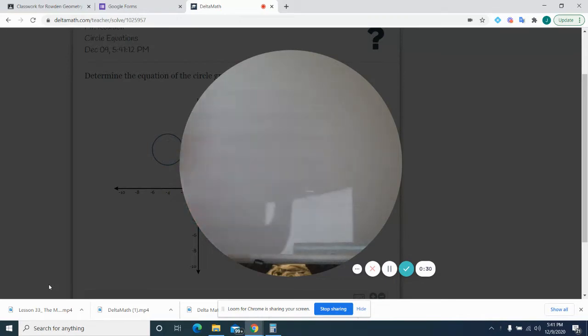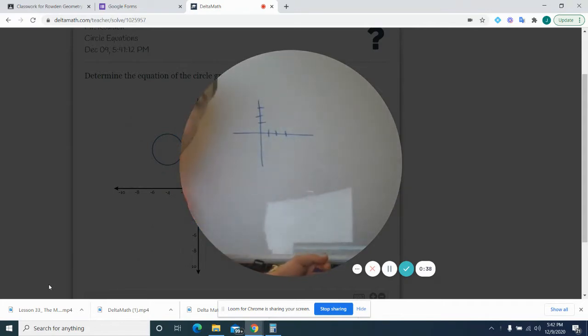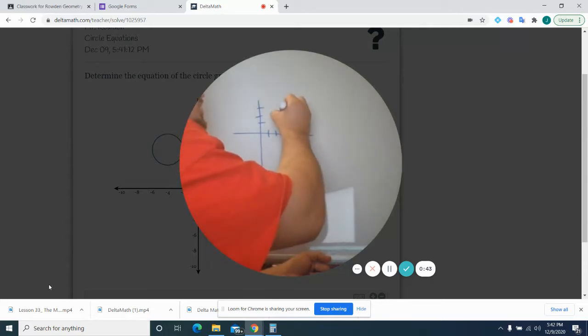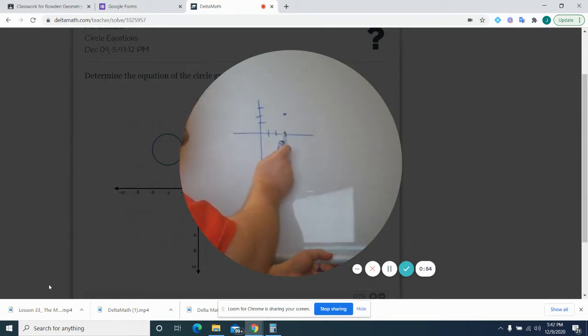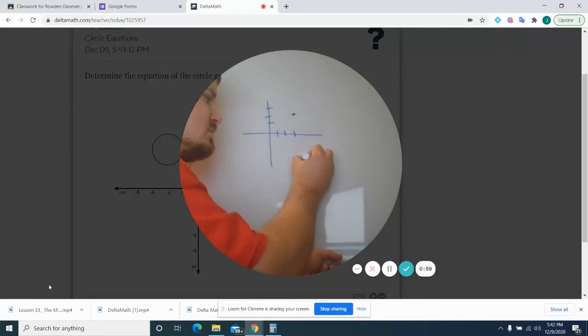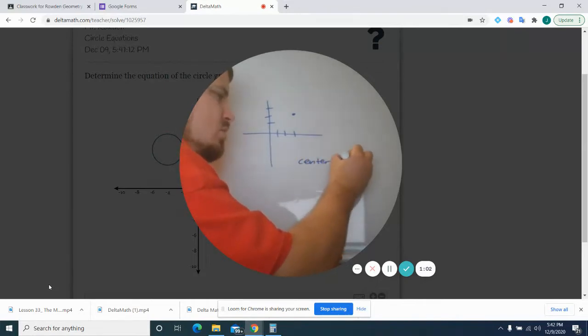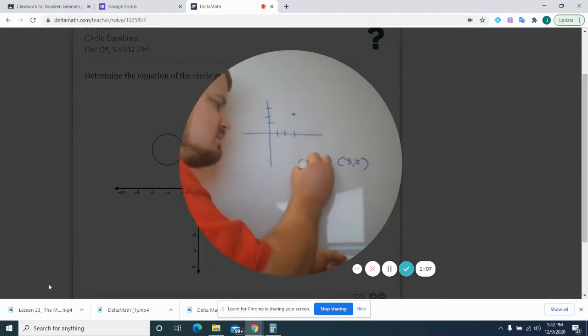So what's going to happen when you have a graph? The first important thing is where the center of the circle ends up. So if, say, we put the center right here, there won't always be a dot for the center, but in this case there is. That center, you're going to do x comma y. So that center is x is 1, 2, 3, and y is 1, 2. So that center is at a point 3, 2.